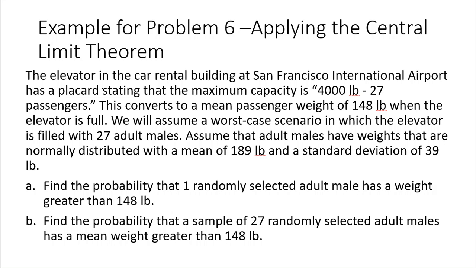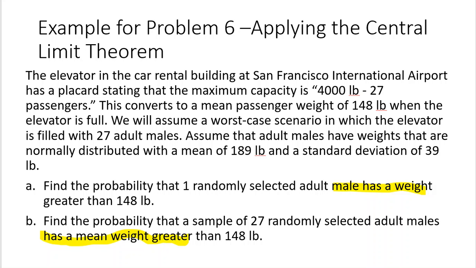Now, according to historical statistics, the average weight of a man is 189 pounds with a standard deviation of 39 pounds. So we have two questions. Do I ask what's the probability that one randomly selected adult male has a weight greater than 148, or do I ask the question, find the probability that the sample of 27 has a mean weight greater than 148? That's an entirely different question than one randomly selected male having a weight. Different question. So how do I solve this?